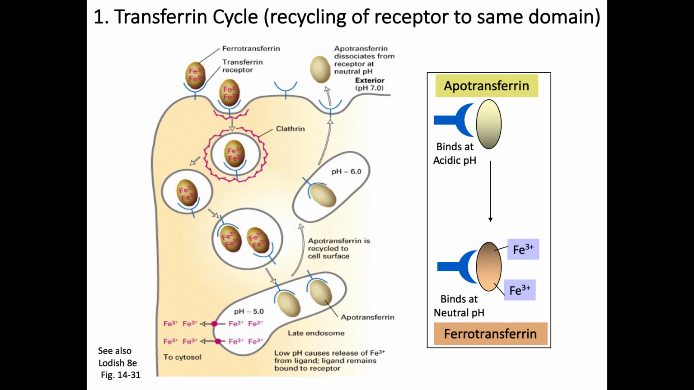Here is a very interesting thing, the transferrin receptor, and see what happens with this receptor. This receptor brings iron into every cell. Very, very important receptor. This transferrin has two configurations. One is known as apotransferrin. It binds to the receptor very, very tightly at acidic pH. And then there is another, called ferrotransferrin, which is loaded with iron, and it binds to the receptor at neutral pH.